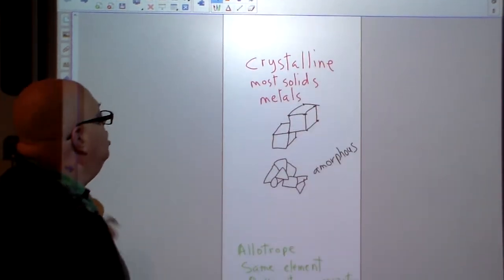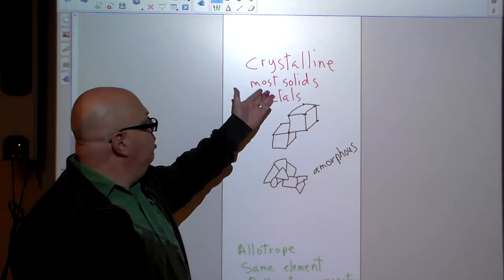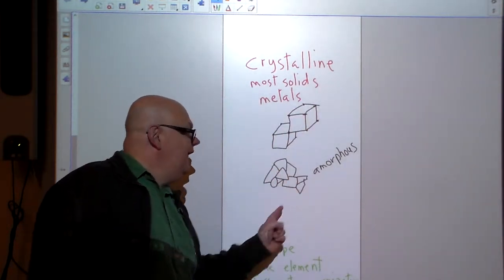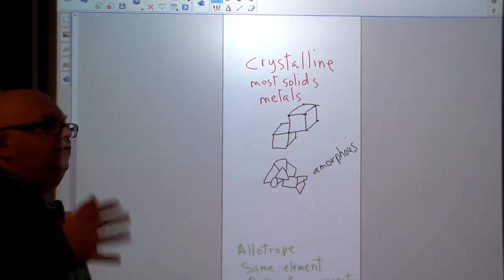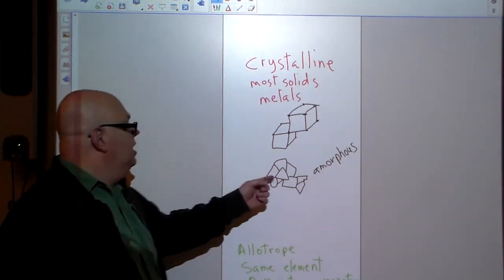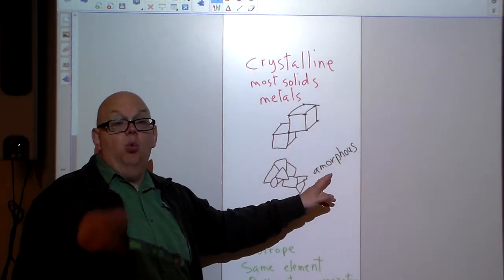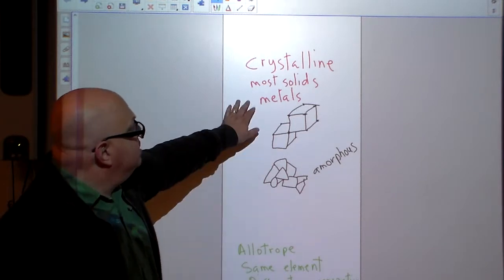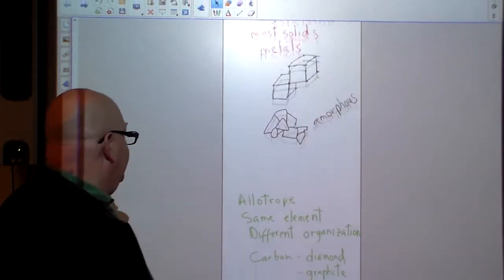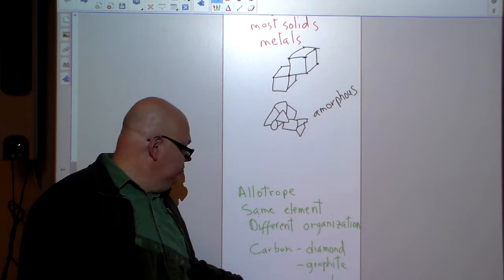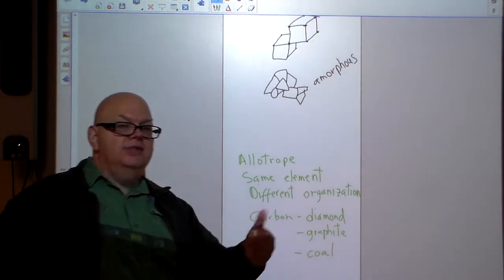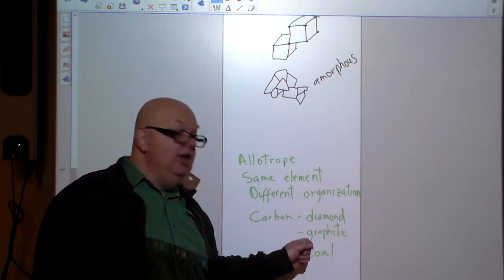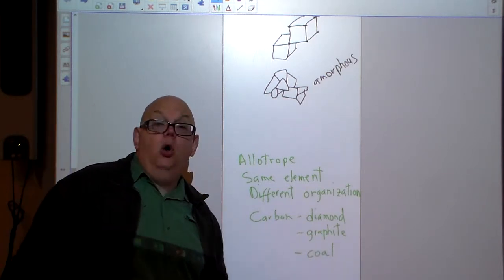We also talked about crystalline solids, like most solids, like metals, nice and neatly organized. And then we looked at amorphous, where you've got the stuff there, but it is not well organized. So amorphous things like wax, butter, glass. Quartz is another crystalline. And then of course we talked about allotropes: same element, different organization. We can look at carbon in the form of diamond, graphite, which you use in pencils, and then coal.